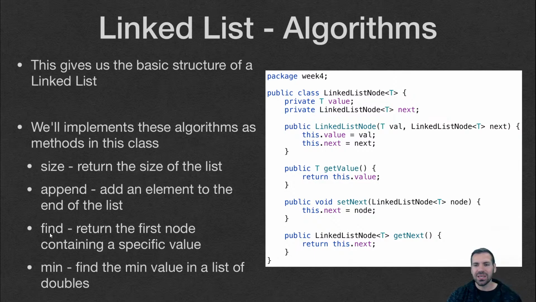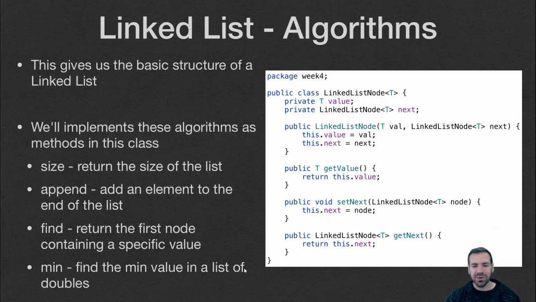Find, which is given a specific value, return the first node you find that contains that value. And then min, we're going to create specifically a linked list of doubles and return the minimum value in that list.